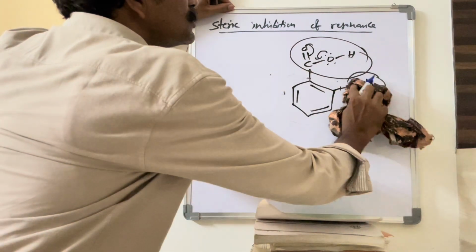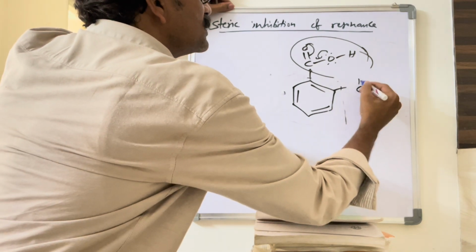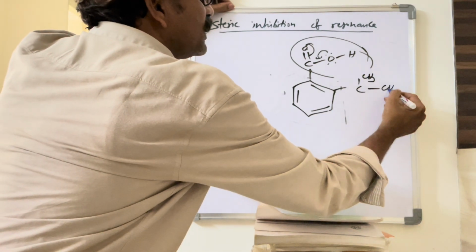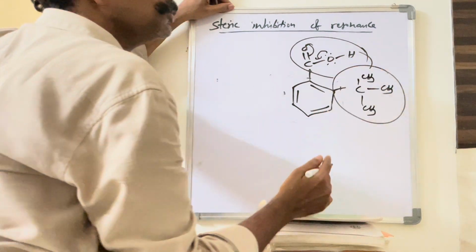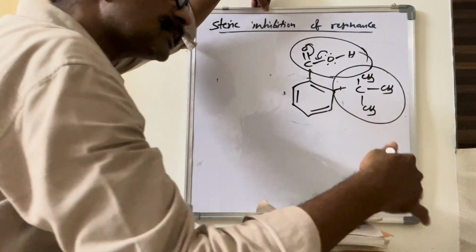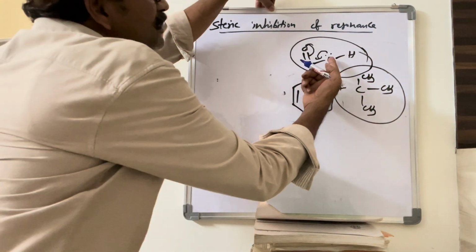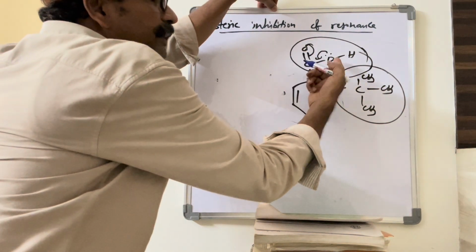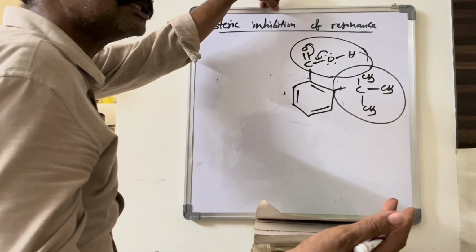Larger the ortho substituent, for example, in place of the methyl, if I take the tertiary butyl group, larger the steric inhibition of resonance. Larger the steric inhibition of resonance means the extent of lone pair pi bond conjugation is higher. That means acidic strength is higher.